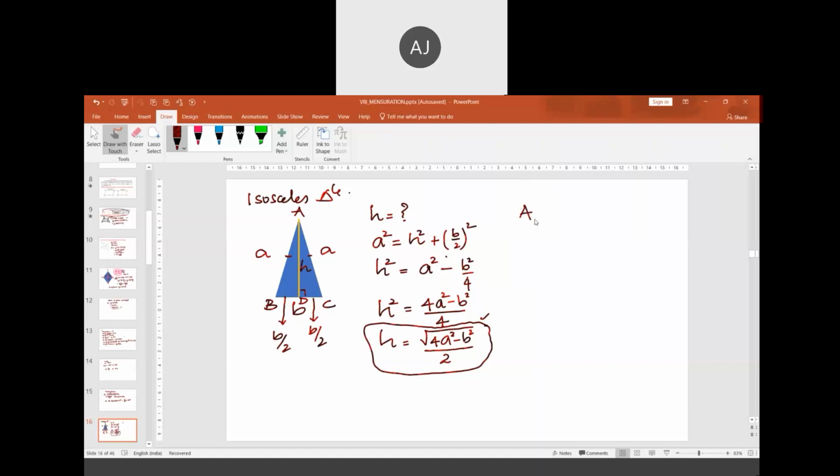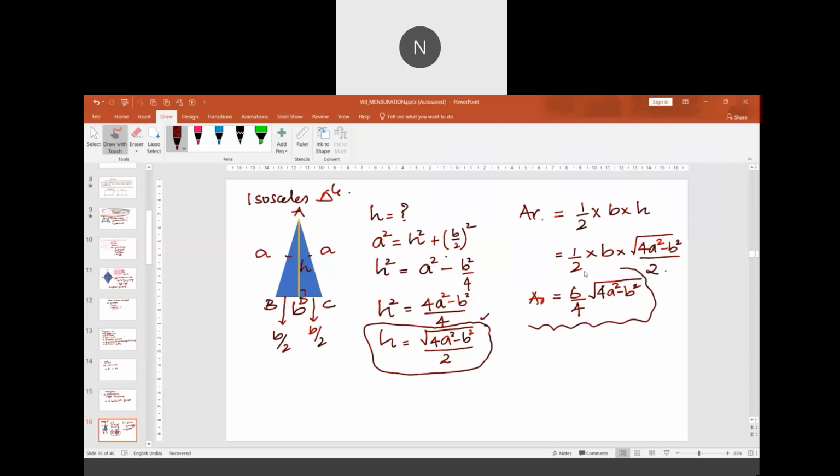Just look at next step, then you can ask doubt. Hence the area is half multiplied to base is b units, height is h. Now I am going to replace this h. It is half multiplied to b multiplied to root of 4a square minus b square divided by 2, which is same as b by 4 into root of 4a square minus b square. So this is the new formula for area of isosceles triangle.